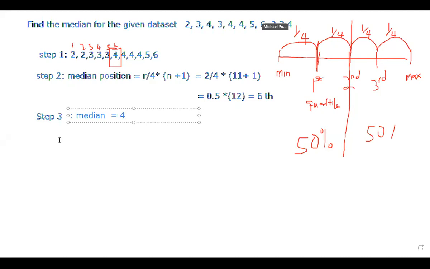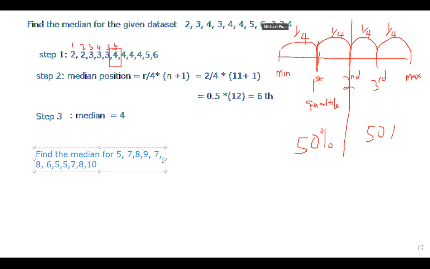Okay, let's take example 2. We want to find the median for the data set. Let's say 5, 7, 8, 9, 7, 8, 6, 5, 5, 7, 8. Then we have 10.